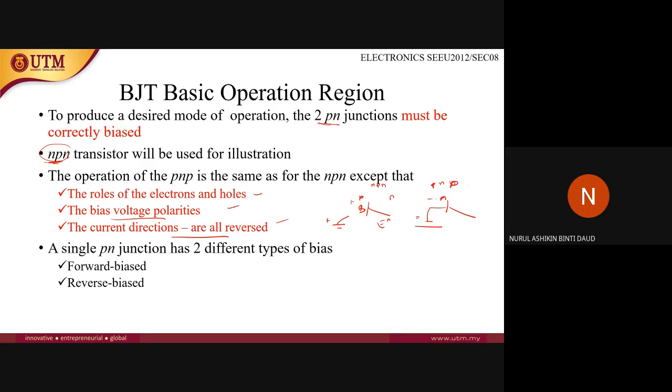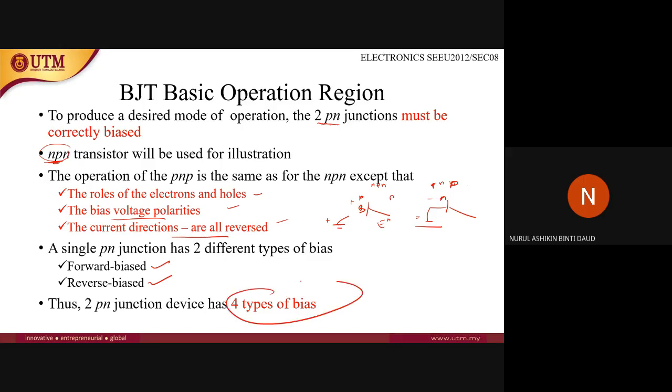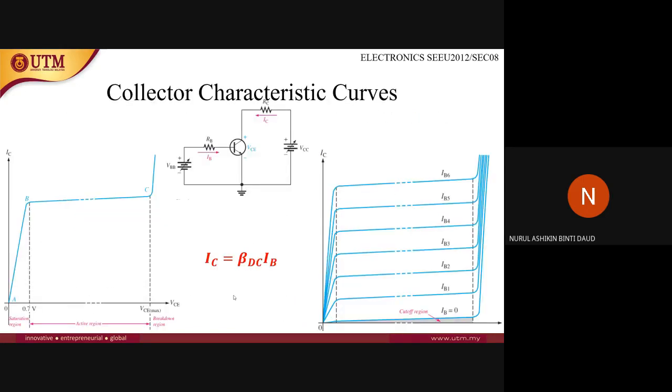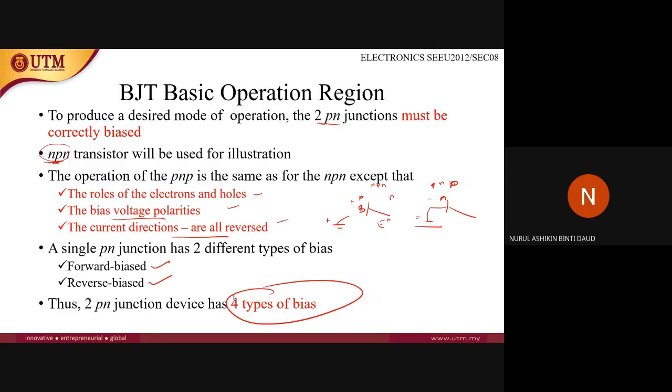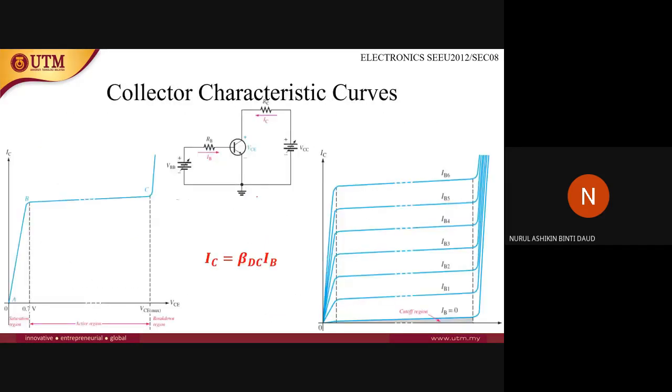A single PN junction usually has two types of bias, as we have learned before: forward bias and reverse bias. But for the BJT, since it is a combination of two PN junctions, we have four types of bias. Where we are going to look now, for example, let's look here.